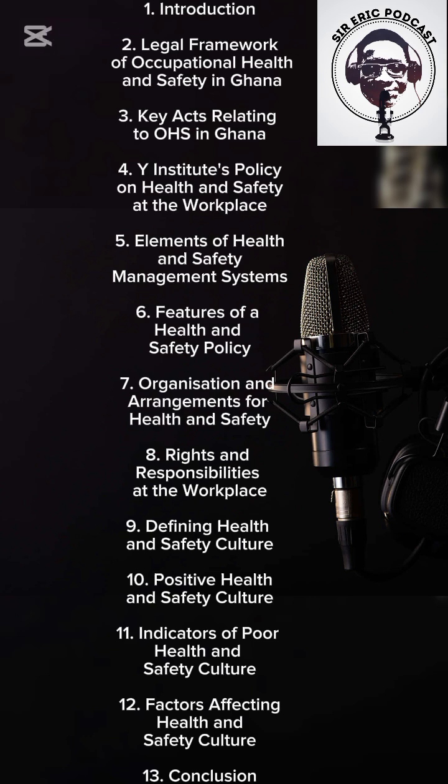Section 3. Why institute a policy on health and safety? 1. It establishes clear organizational health and safety aims and objectives. 2. It reduces risks and enhances organizational performance. 3. It demonstrates management commitment to stakeholders. 4. It satisfies legal requirements.